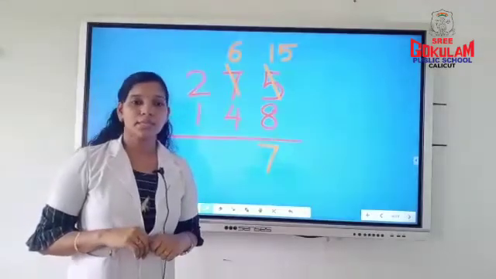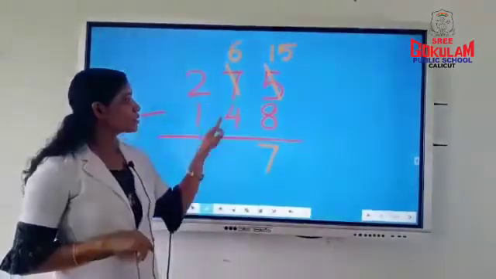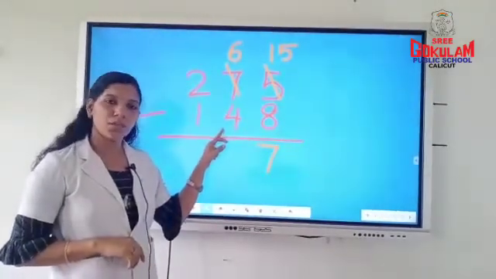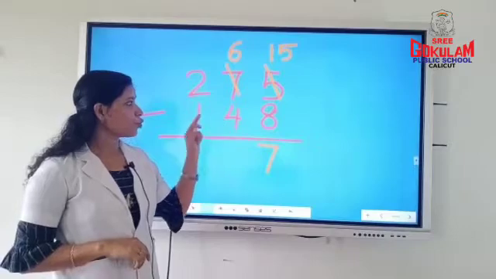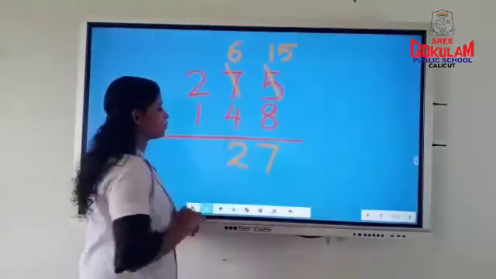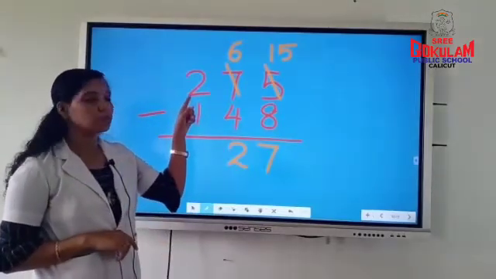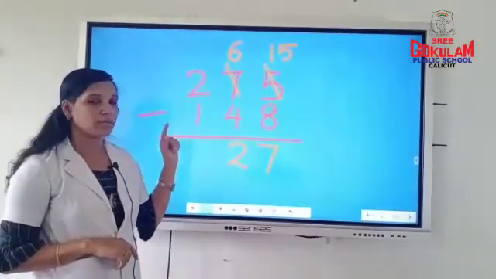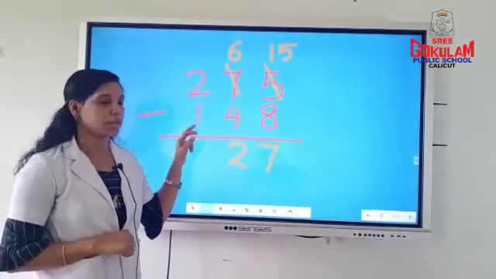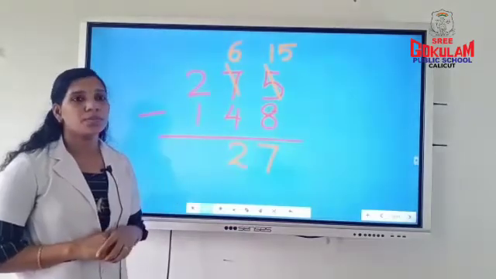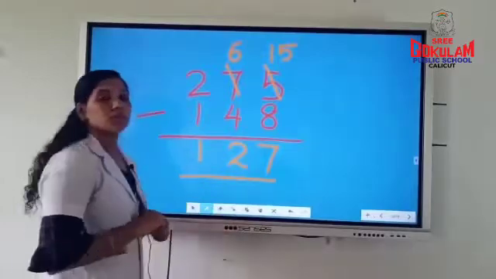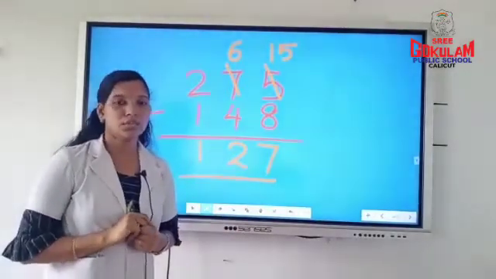Now let's go for the tens place. 6 minus 4. 6 is a bigger number, 4 is a smaller number. You can subtract. After 4, 5, 6, 2. Now 2 minus 1. 2 is a bigger number, 1 is smaller, so you can subtract. 1 plus 1 will give you 2. So you can write 1. So the answer is 127.